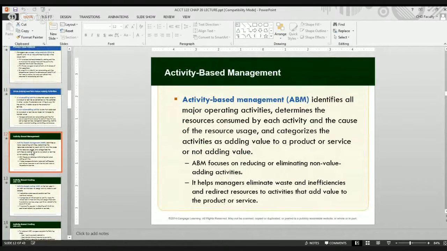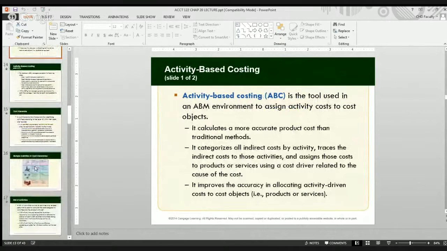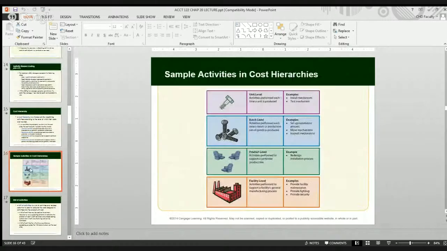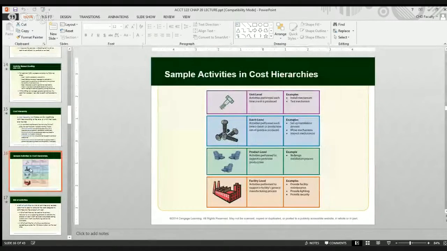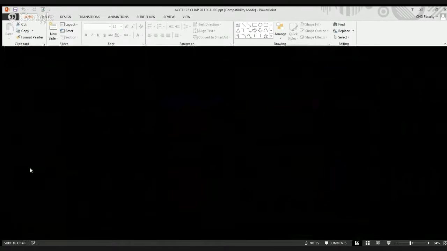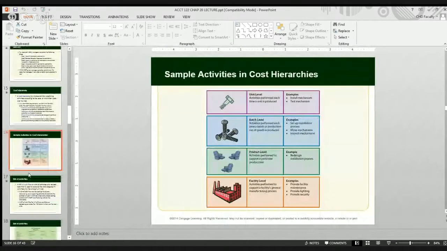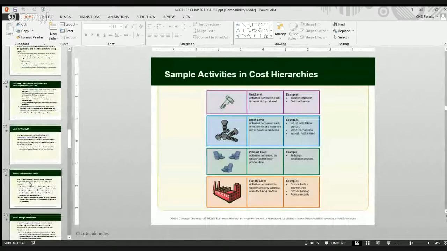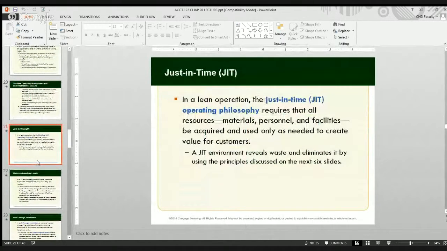Take a look at activity-based management, activity-based costing, so ABC. Also looking at the cost hierarchy. So we're looking at the facility level, product level, batch level, and unit level. So we've got examples of those. So a lot of really great information in this chapter. Also look at just-in-time. When we wanted to touch on really on Walmart, they're really experts at just-in-time management of resources, particularly in inventory. So that's something I wanted us to take a look at.